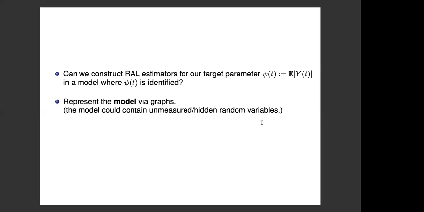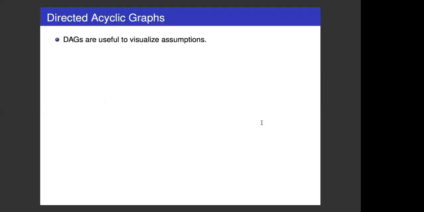So let me quickly tell you about a simple form of graphs called directed acyclic graphs, or DAGs for short. DAGs are pretty great. They are extensively used to represent causal relations, and they have also helped researchers across multiple disciplines communicate their assumptions in a very concise and pictorial form.